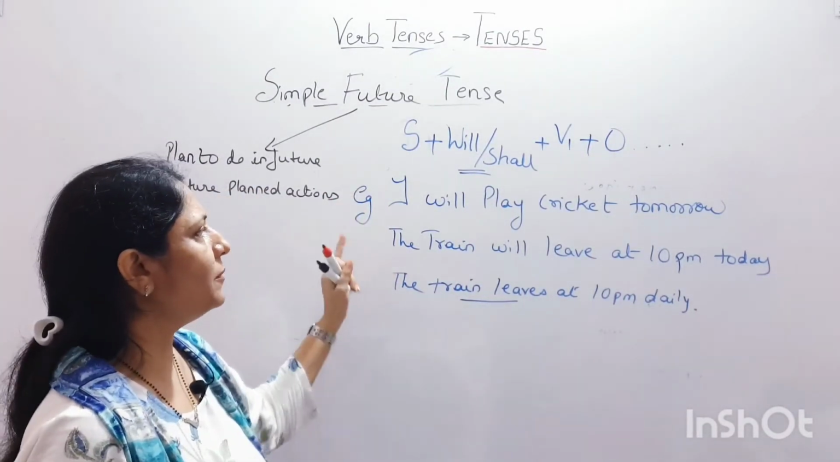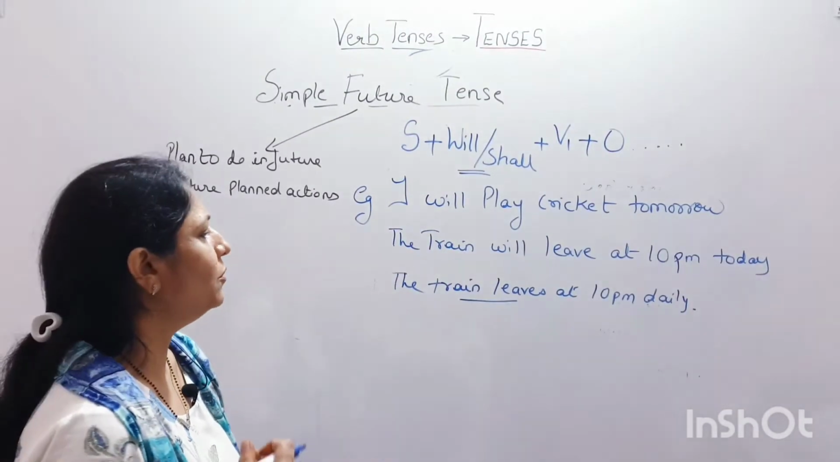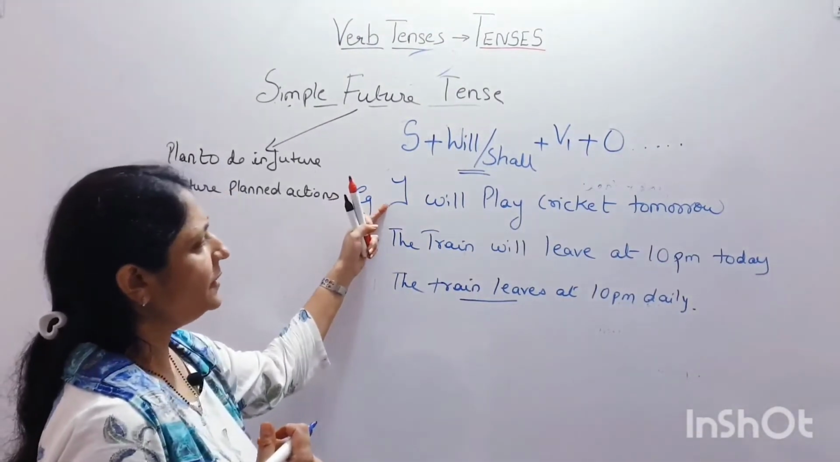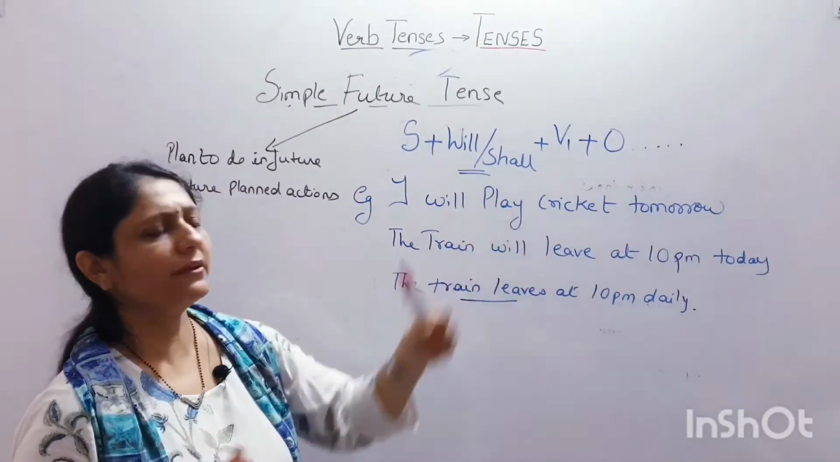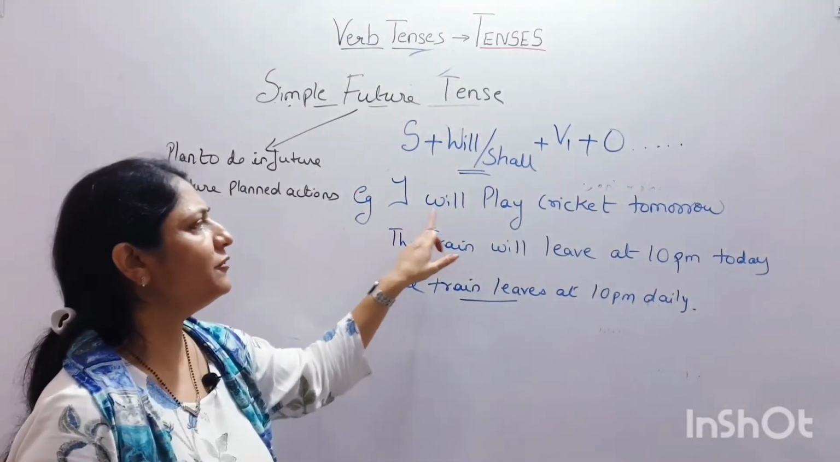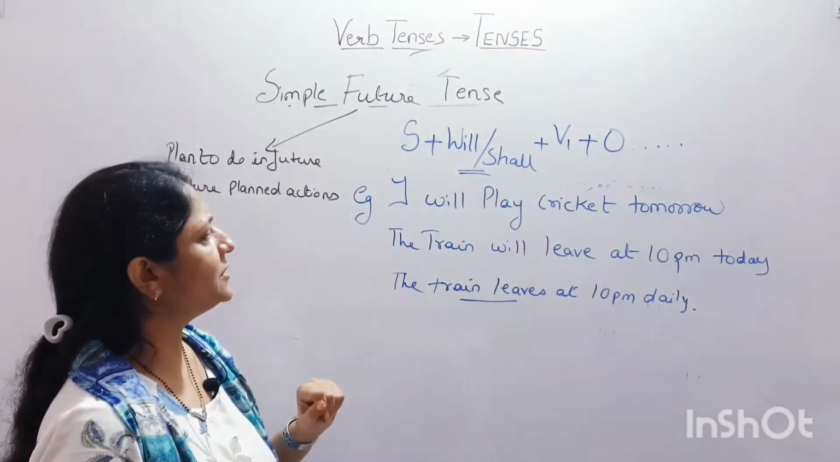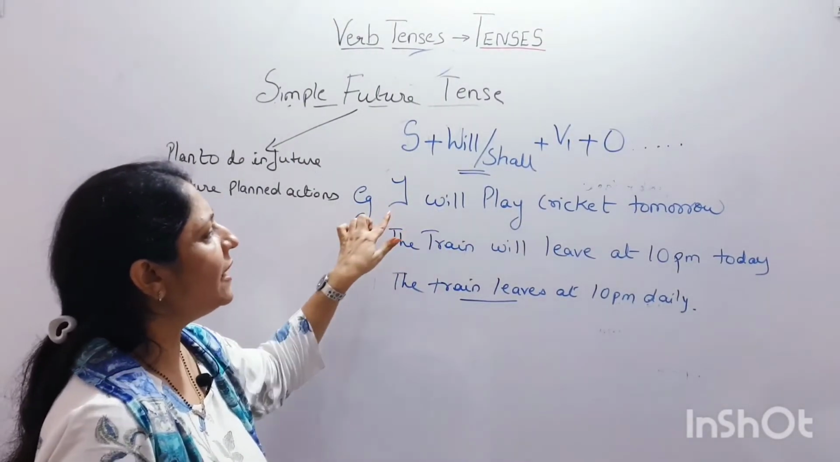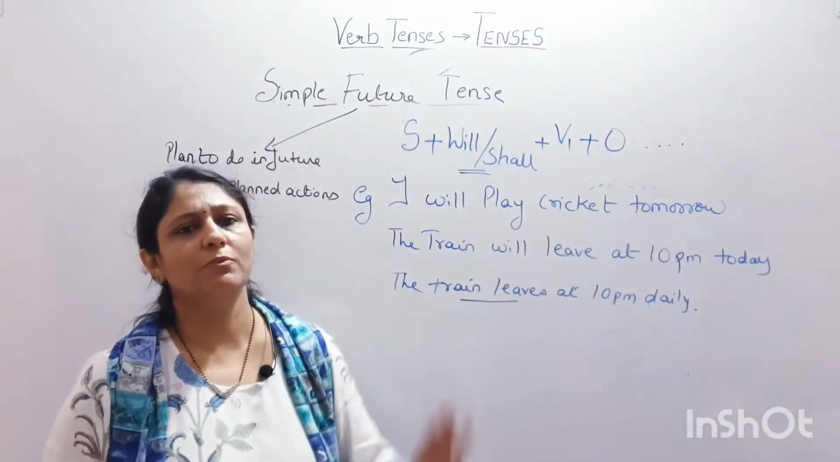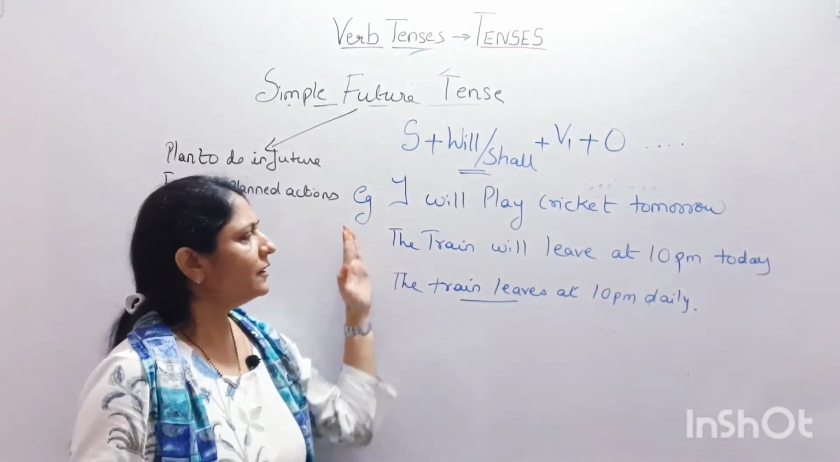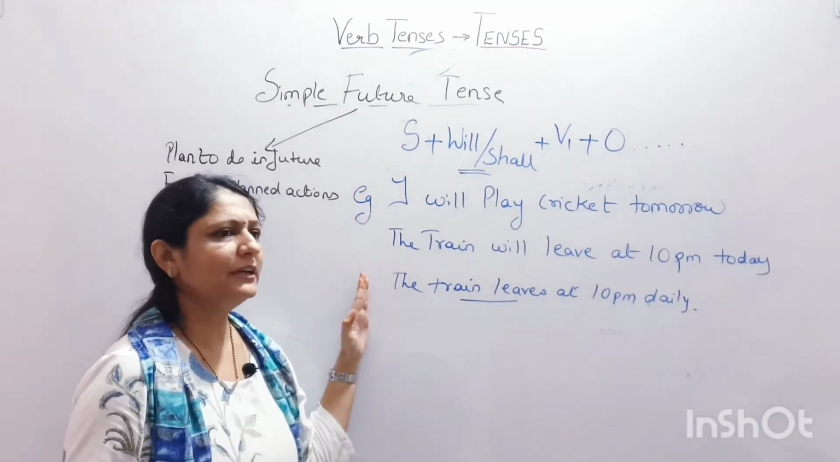But as per the formula, I will play cricket tomorrow. Or let's take another sentence over here. In the negative form, I will play cricket tomorrow will change into I will not play cricket tomorrow, or the interrogative of the same will become will I play cricket tomorrow. So this is how future tense will also become the three forms of the tenses.